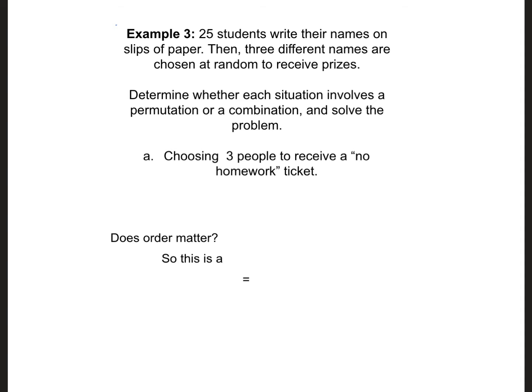So my first situation says we're choosing 3 people to receive a no homework ticket. So we have to decide, does order matter or not? Well, if I'm choosing 3 people and they're all going to get the same thing, order doesn't matter. If you're called third, you're going to get a homework ticket. If you're called first, you're getting a homework ticket. So I would say order does not matter. Since order doesn't matter, that means we're going to do a combination.